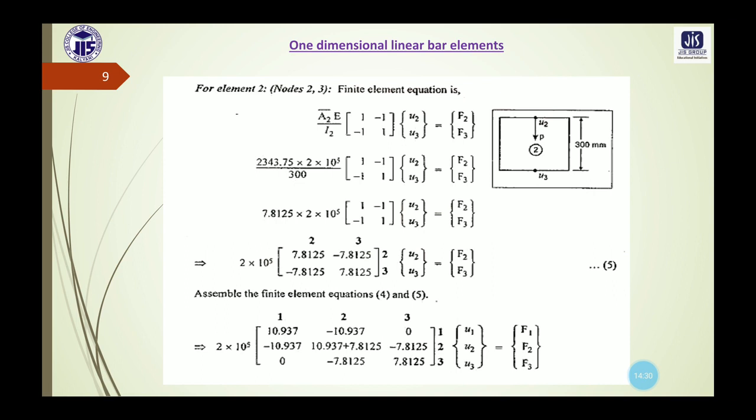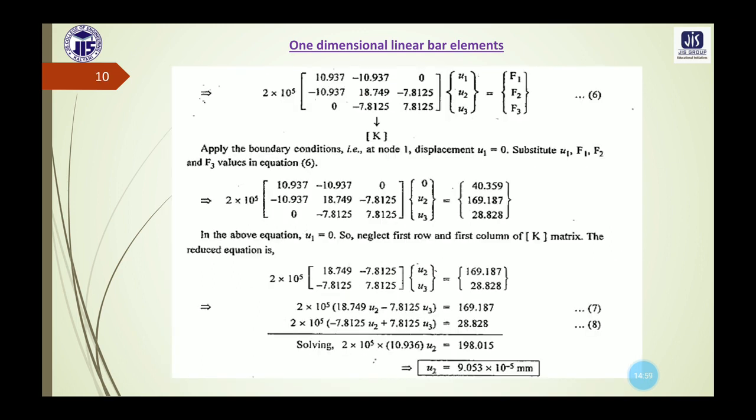Now if we assemble this equation number 4 and 5, then we are getting this representation as 2 into 10 to the power 5 multiplied by a 3 by 3 matrix, that is the stiffness matrix, multiplied by a column matrix of the nodal displacements, that is U1 U2 U3. This is equals to a column matrix of the force vector, which is F1 F2 F3. So this is our equation number 6.